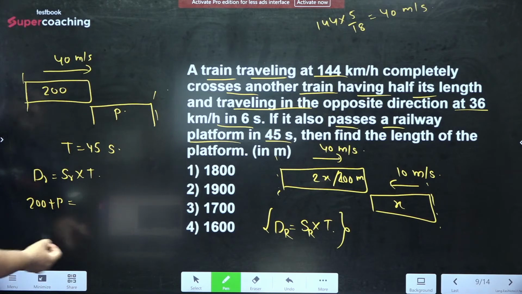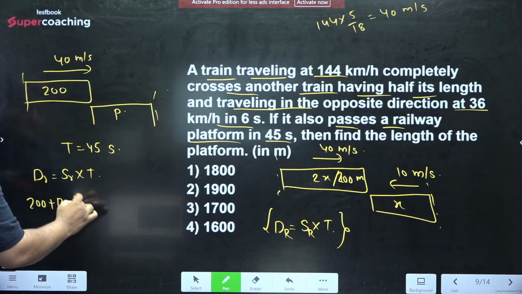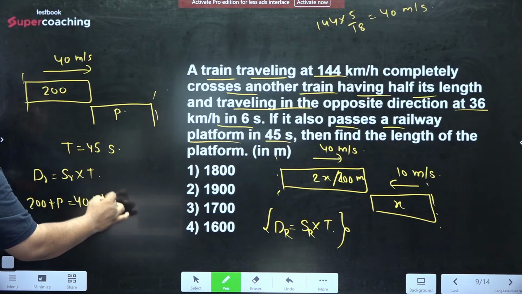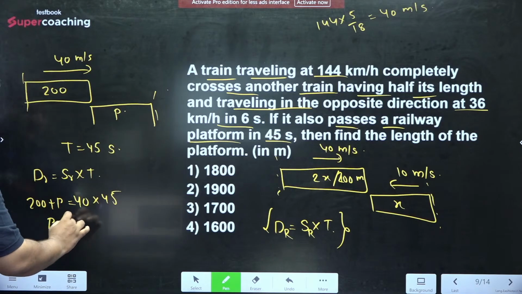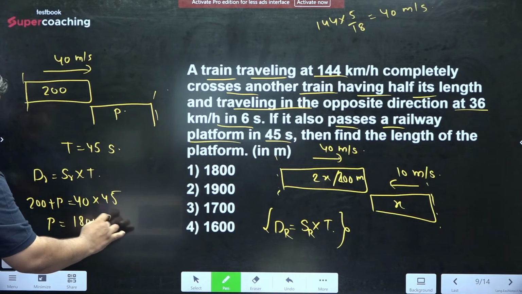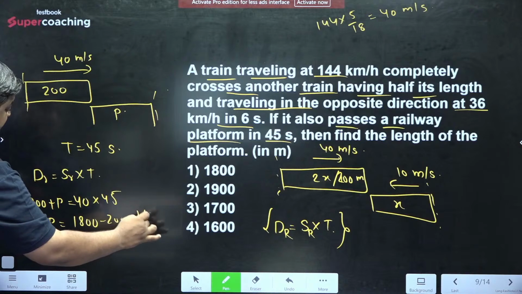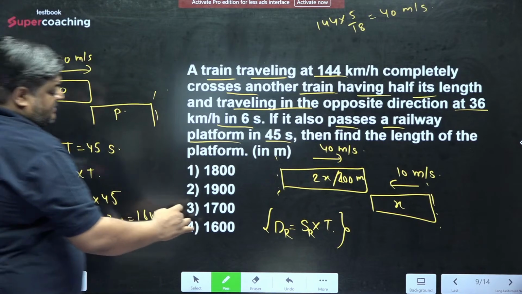200 plus P is equal to S × T. What is S? S is 40. What is time? Time is 45. The length of the platform would be 1800 minus 200. 1600 would be the answer to this question. Option 4.